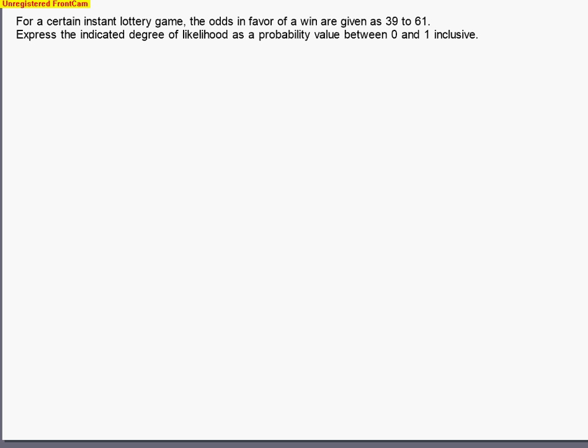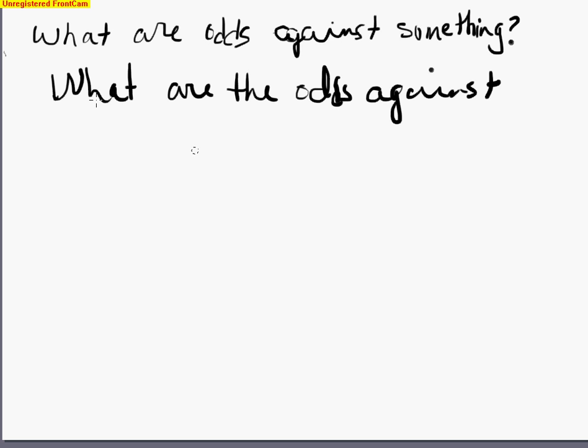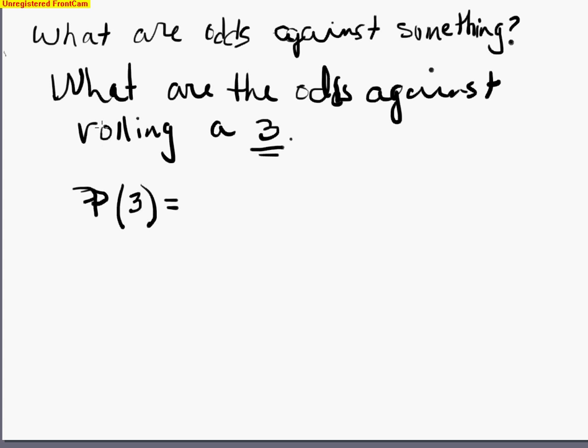All right, so we need to ask ourselves the question, what are odds against something? So imagine you're going to roll a die, and I ask you not what is the probability of getting a 3, but what are the odds against rolling a 3? Imagine 3 is sort of your winning number. Quite often we talk about odds when we're talking about gambling or lotteries. So let's say rolling a 3 is your winning number, and we want to figure out what are the odds against it. Well, what is the probability, in fact, of rolling a 3? Well, we know there's 6 possible outcomes on a die, and only one of those is going to be a 3.